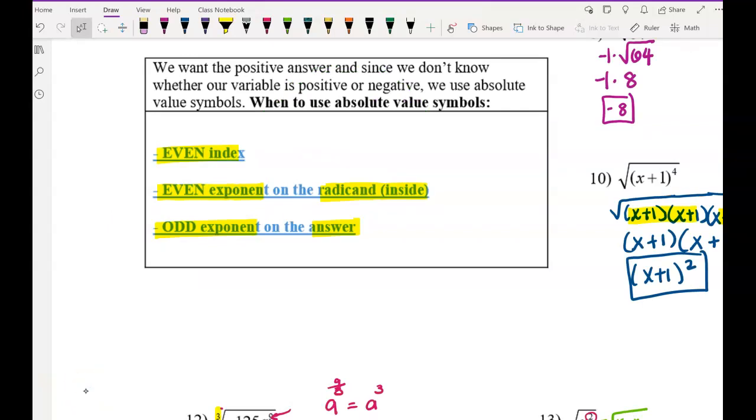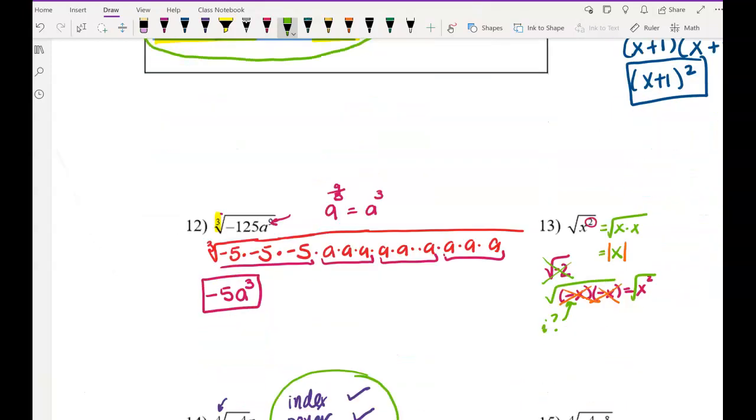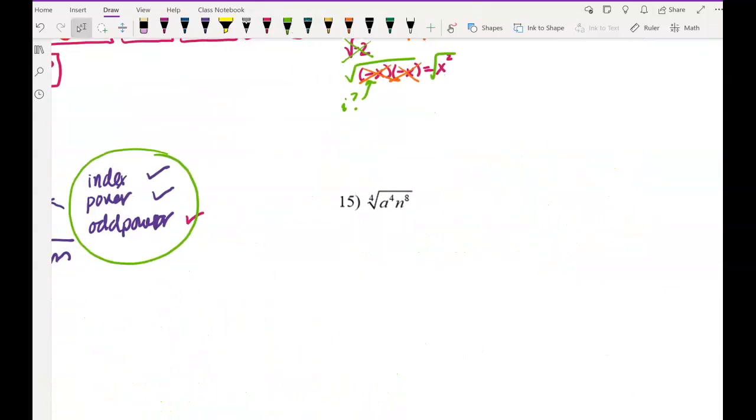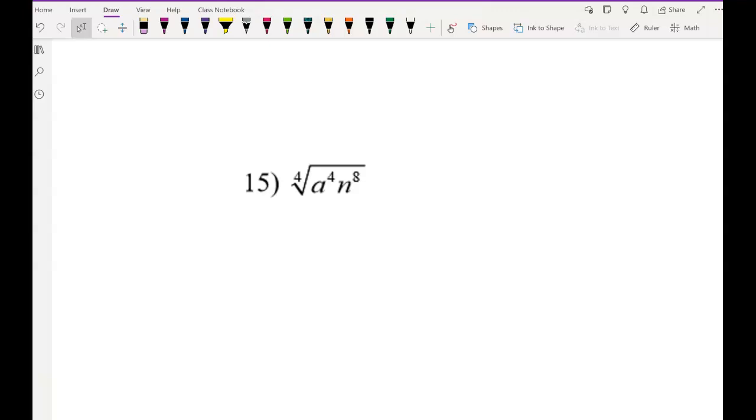So let's check our conditions again, okay? Make sure we know that if we have an even index, then we have to pay attention. Then if our variable on the inside has an even exponent, then ooh, yes, we definitely need to pay attention. Then if our answer has an odd exponent, then absolute value is needed. Let's remember those, okay? Example 15, fourth root of a to the fourth and n to the eighth.